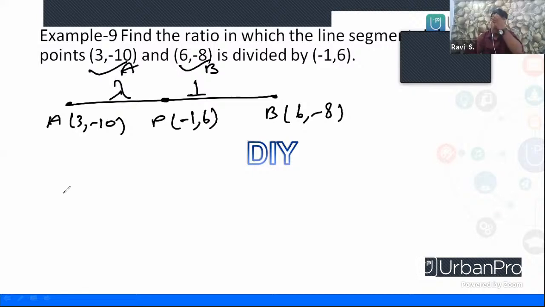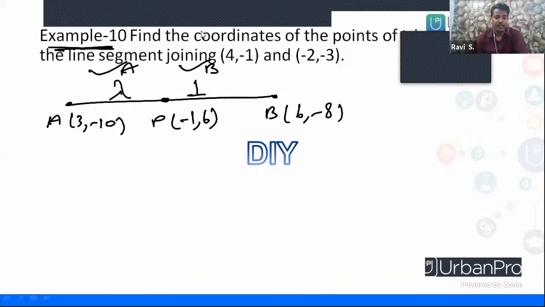Okay. If you find out the ratio, come back again to the video and type it in the comment box. Okay. I will see it whenever I get the time, whether you have solved it or not. Okay. Just write the example 9 and the answer. Okay. Good. Good. So one more thing is left.